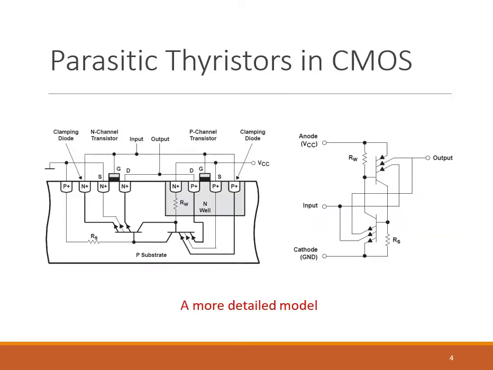This is the overview of the CMOS device. Here you can see there are two transistors. One is the PMOS transistor and another one is the NMOS transistor. Here the gates of the two transistors are connected to the input of the circuit, and the drains of the two transistors are connected to the output of the circuit. The input is also connected to this N+ terminal, which is the cathode of the clamping diode, and the input is also connected to this P+ terminal, which is the anode of the clamping diode.